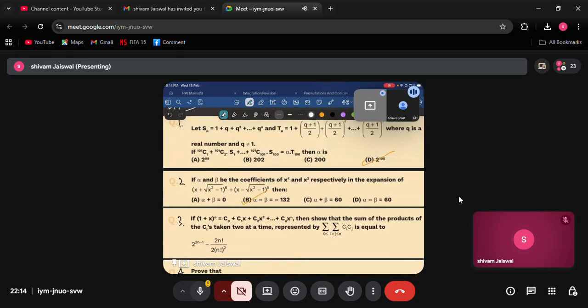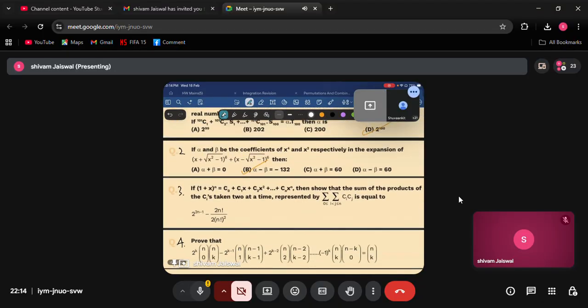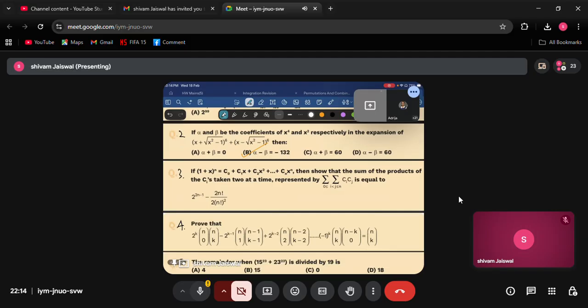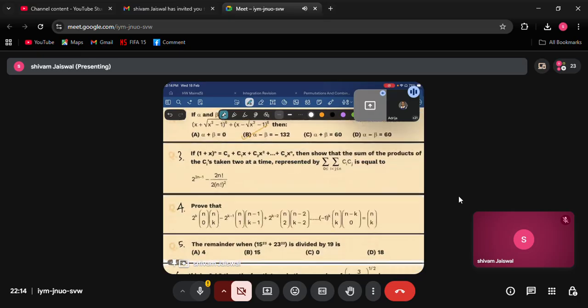Next, I'll move on to question number 2. Adrija, you got your answer? Yes, sir. I got the answer. Okay, so I'm not solving this one. Anyone having any doubt in number 2? Then I'll solve it. 2 is option B. Number 3, proof problem. Anyone having any doubt?